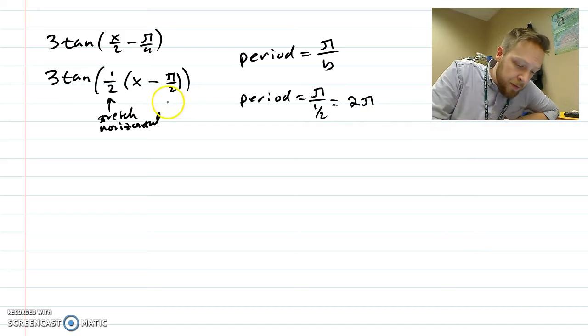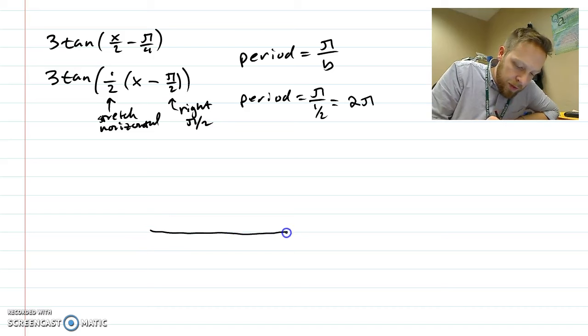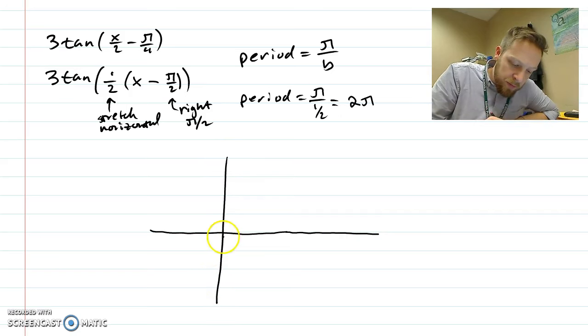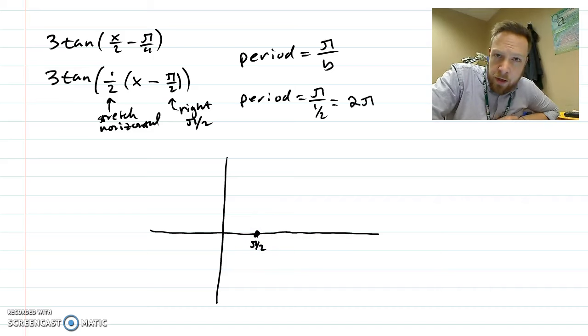The other thing that I'm going to focus on is where it is going to be shifted. This means right pi over 2, and what I'm shifting there is actually my center. So the tangent used to be at 0, 0, but now the center is going to be at pi over 2. So that's my 0, and then my period is 2 pi.